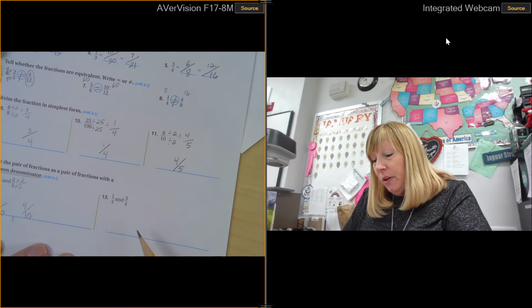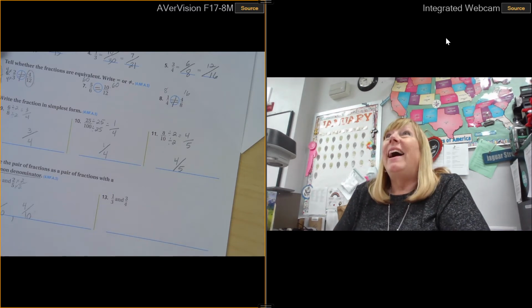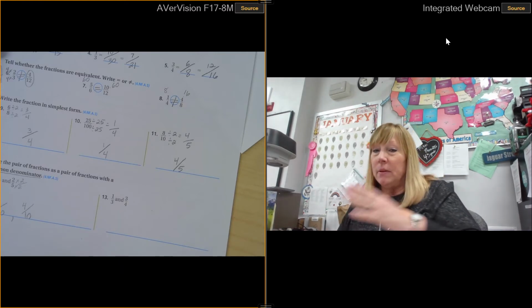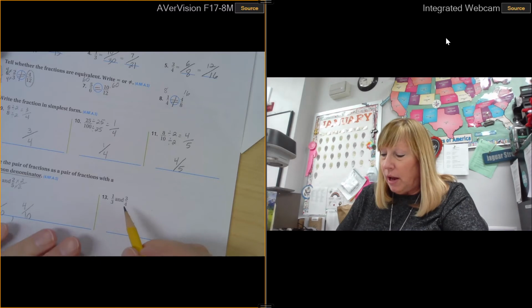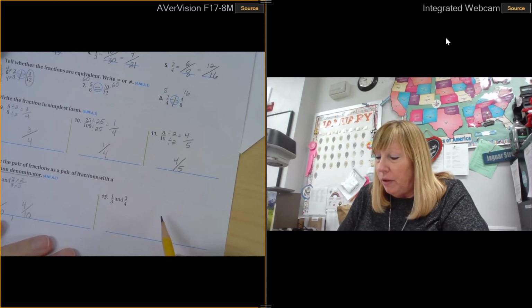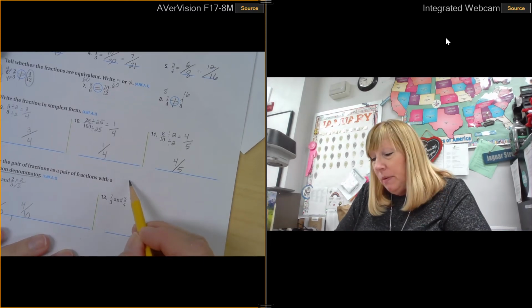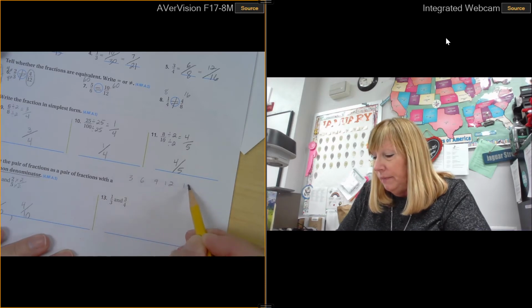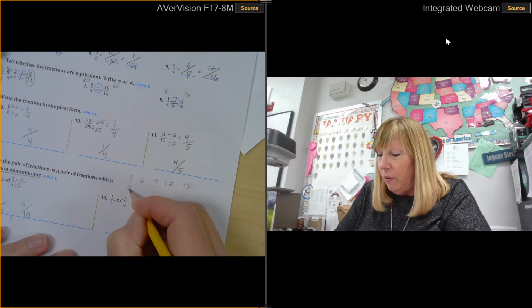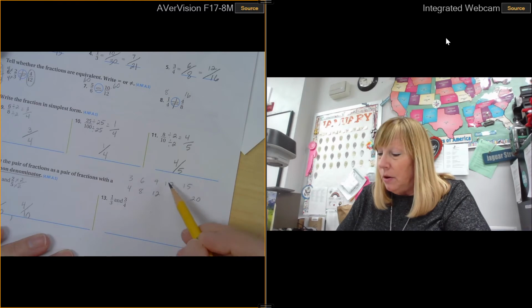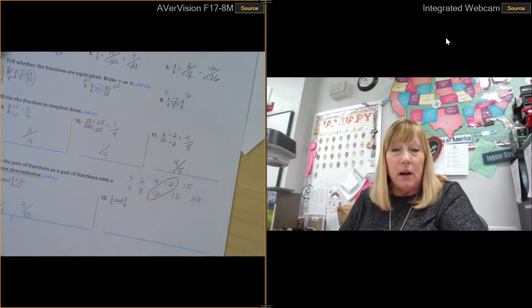All right, 1/3 and 3/4. I can't multiply 3 by something and get 4. And I can't multiply 4 by something and get 3. So I'm going to have to find another common multiple that they both have. So if I was counting by 3s, 3, 6, 9, 12, 15, and I could count by 4s, 4, 8, 12, 16, 20, okay? I notice that they have 12 in common. So I can change both of these to 12s.